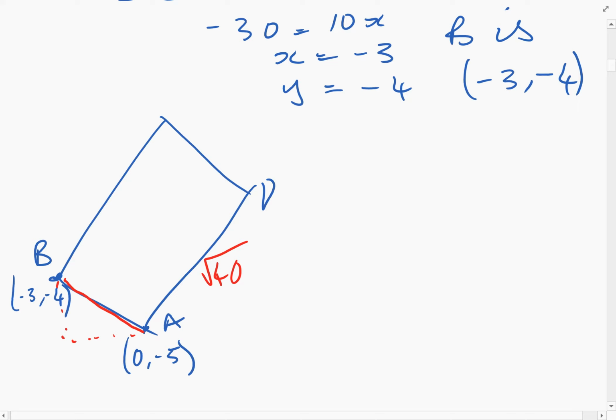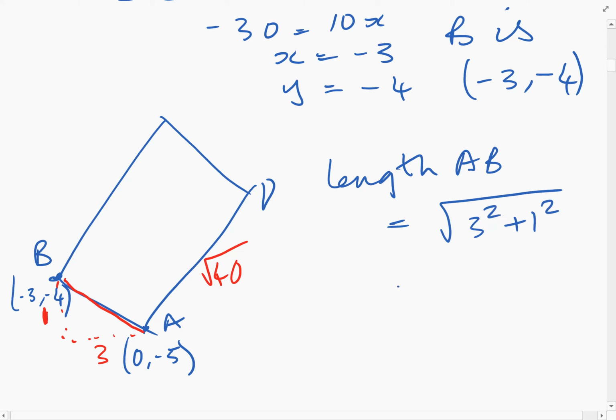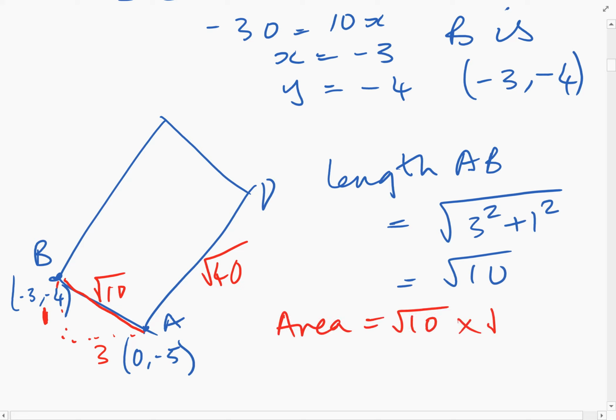So the distance going across from B to A in the x direction, you're going across 3 there from minus 3 to 0, and you're going up one value because you're going from minus 4 to minus 5, or you're going down one really. But anyway, the length AB is going to be the square root of 3 squared plus 1 squared, which is root 10. So we now know this is root 10. So the total area is root 10 times root 40, which is the square root of 400, which is going to be 20. There's no units. You could just leave it as 20.